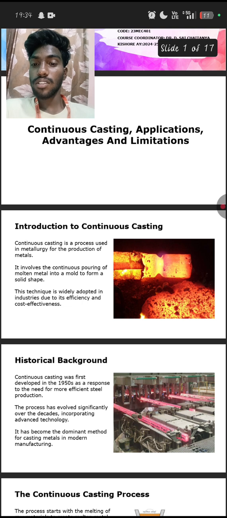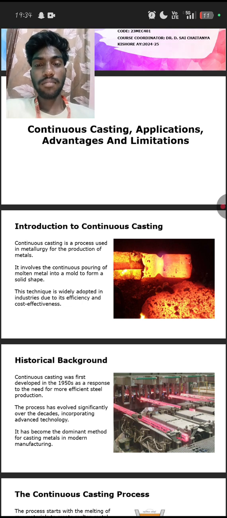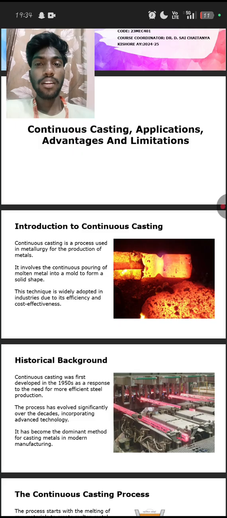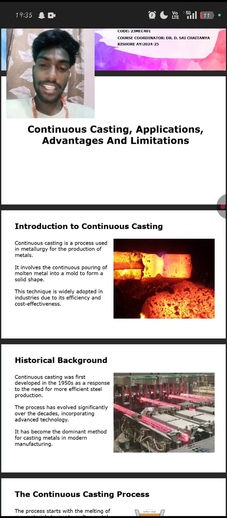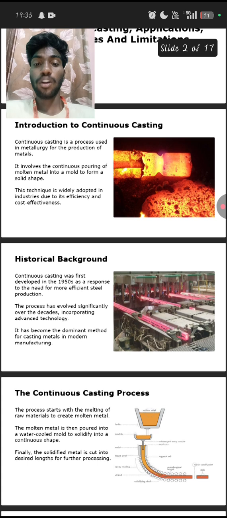Continuous casting is a process used in metallurgy for the production of metals. We pour a molten metal, which is in liquid state, to solidify. Unlike every manufacturing process, this plays a vital role in the production of metals. This technique is widely adopted in industries due to its efficiency and cost effectiveness. It has great efficiency in producing steels.